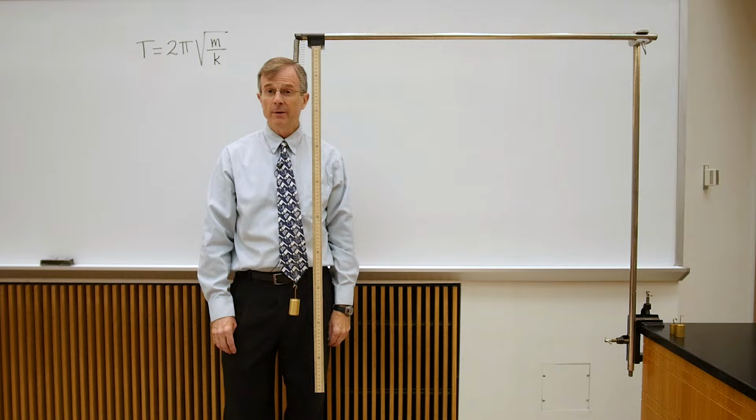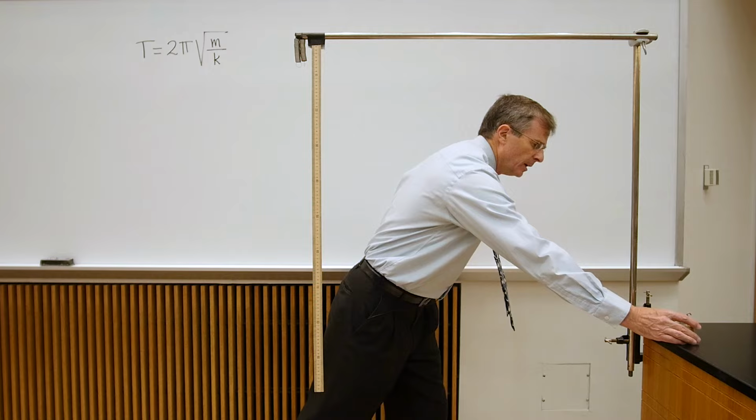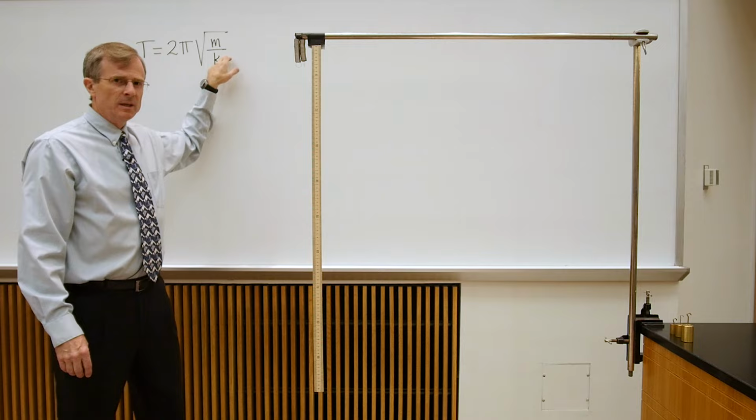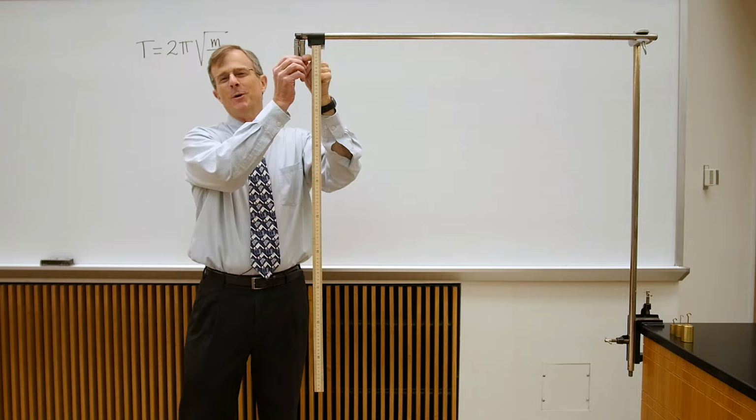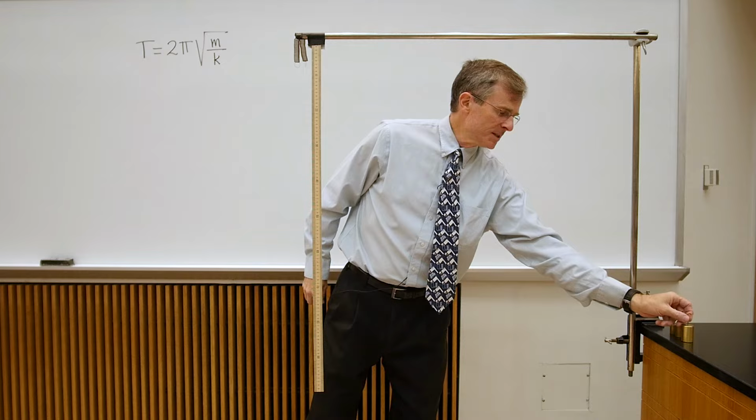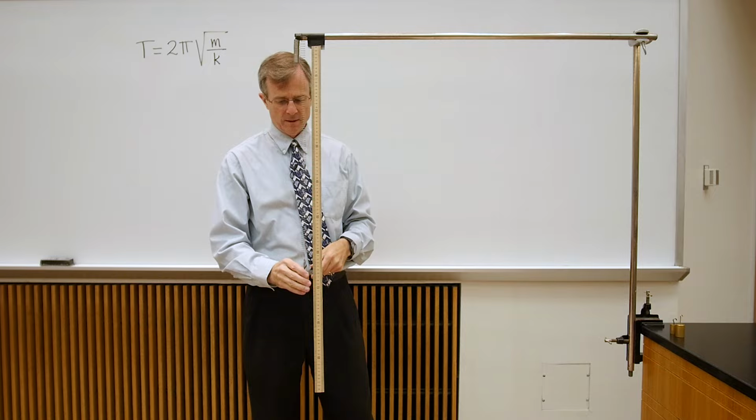So how does this depend on the spring constant K? We've got the dependence on the mass down. The period depends on 1 over the square root of the spring constant. If I use 2 springs instead of 1, I thereby doubled the spring constant. So let's compare the period with just one spring and this large mass.